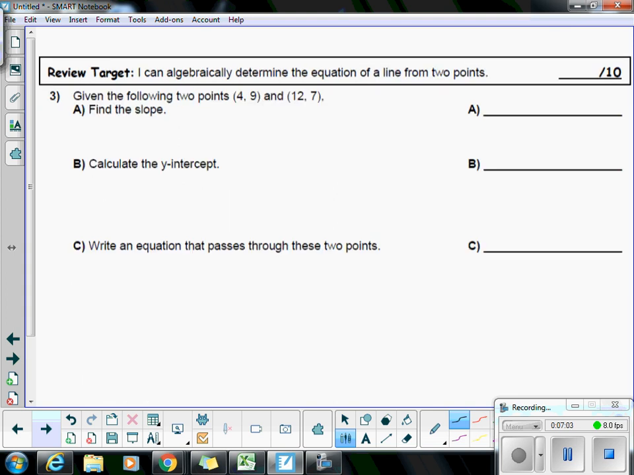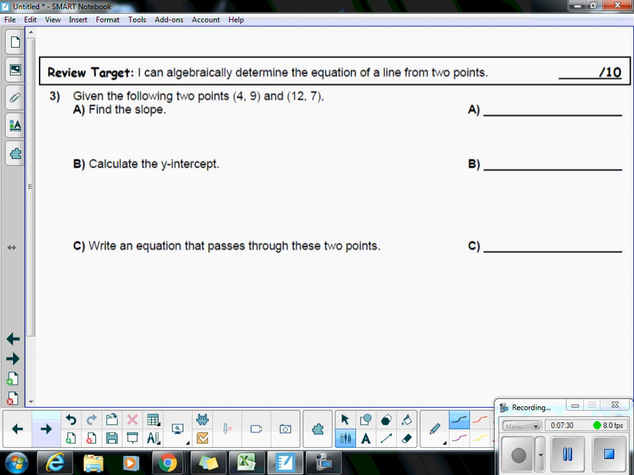Problem number 3. So very similar to what we've been doing. This time, we're given 2 points. So our target is I can algebraically determine the equation of a line from 2 points. So given the following 2 points, (4, 9) and (12, 7), we need to A, find the slope, B, calculate the y-intercept, and then C, write the equation that is going to pass through these 2 points.